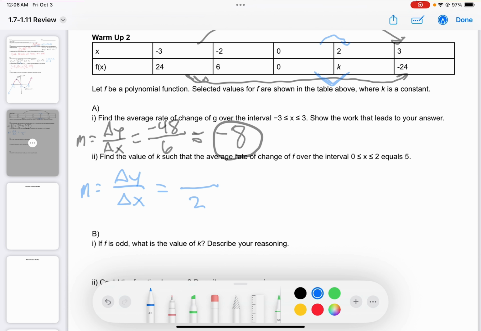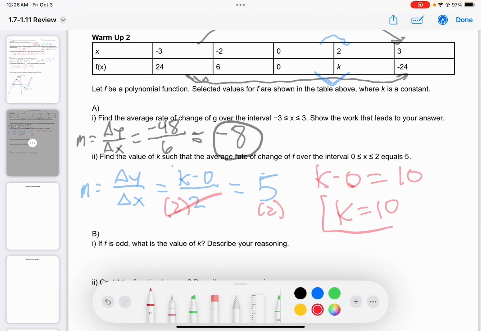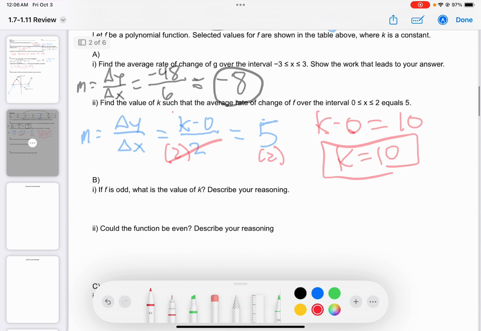So this is really (k minus 0) over 2 is equal to 5. Right? This equals 5. It tells us that. Now we can just solve this equation right here. Multiply each side by 2. These cancel. We get k minus 0 equals 10. Well, we don't really need a minus 0, right? What number minus 0 makes 10? 10. So if k is 10, there's an average rate of change of 5.